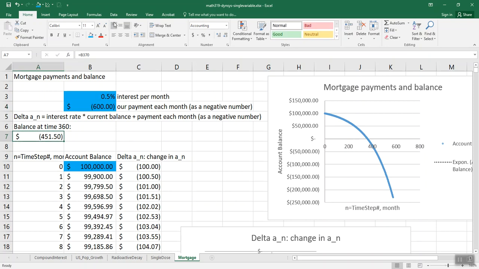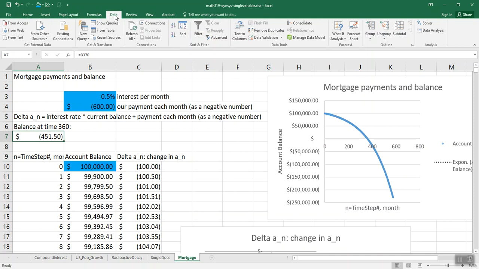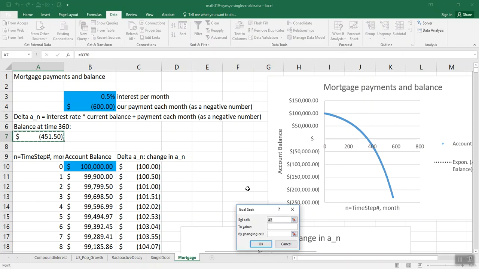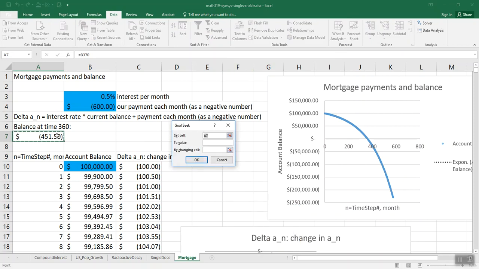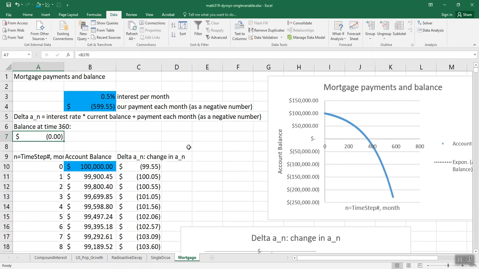I could play with it some more, or I could do something fancy. Under the data tab, there's something called what if analysis, goal seek, which is like a miniature version of solver. So I want to set this cell to a value of 0 by changing this cell, and it does automated guess and check until it gets that to 0, and we're good. So if I want to pay off a $100,000 mortgage, I just chose that because it's a nice round figure, not that it's necessarily accurate for any particular house, at 6% interest per year or 0.5% per month, I need to be making payments of that each month.